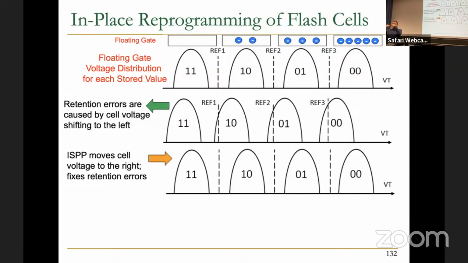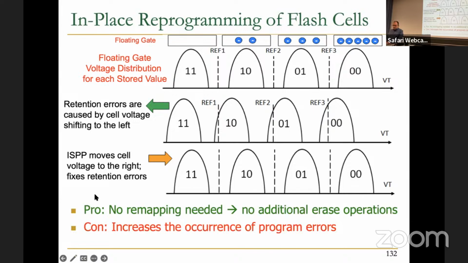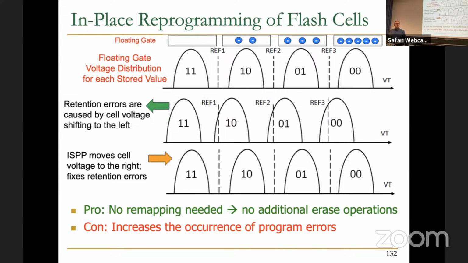You shouldn't really reprogram the previous one. Reprogramming and programming in a different order can cause errors, essentially. We're going to see more about this when we look into programming interference. So the good thing here is that we don't need to do remap, but as a con, it increases the occurrence of program errors because you're doing that in place, and that can cause program interference errors to other pages. Any question about this technique?